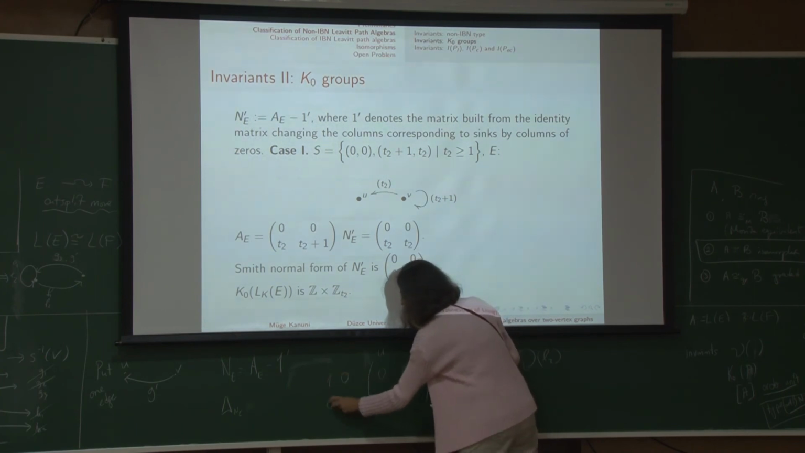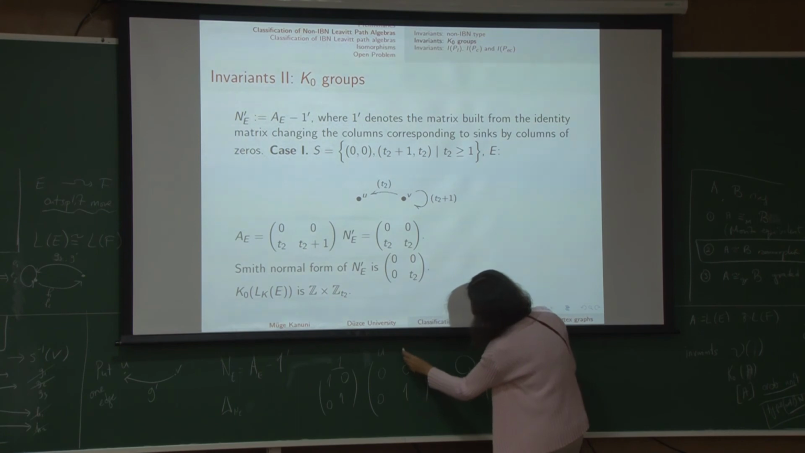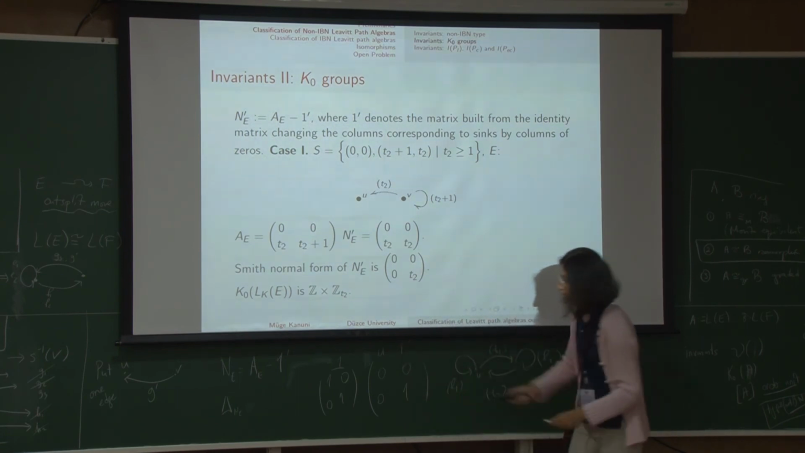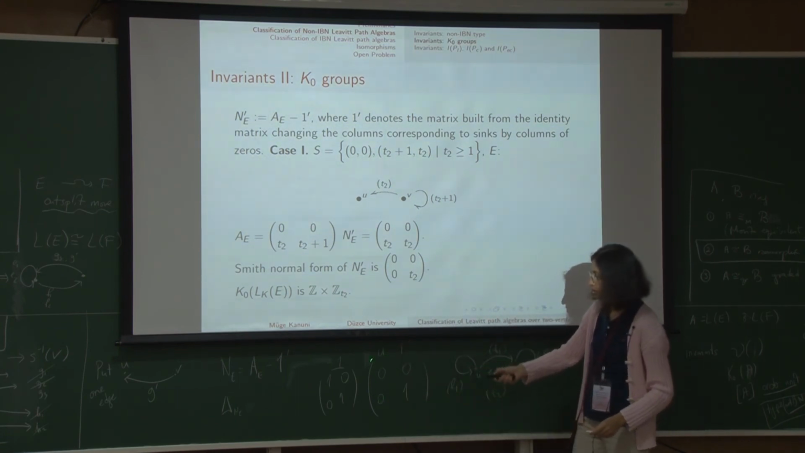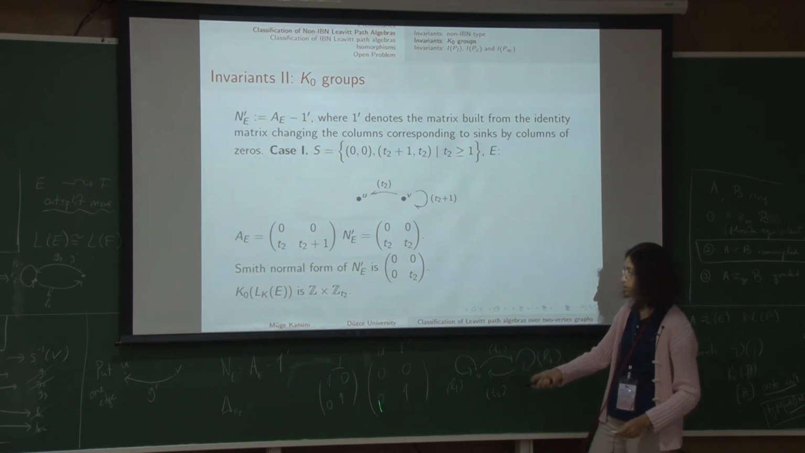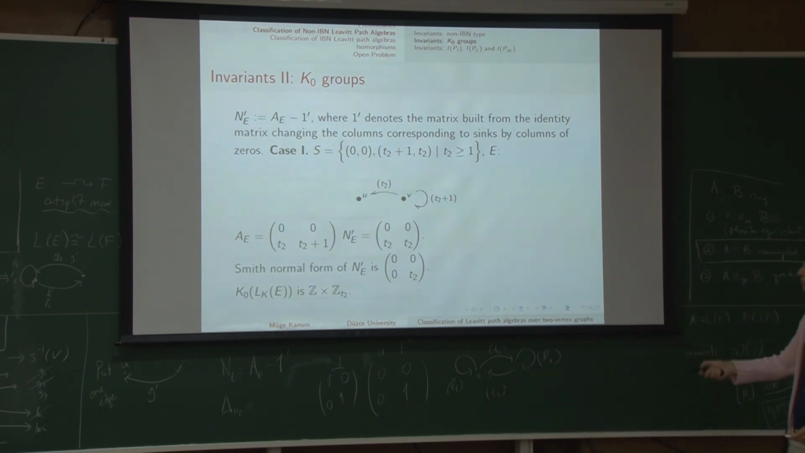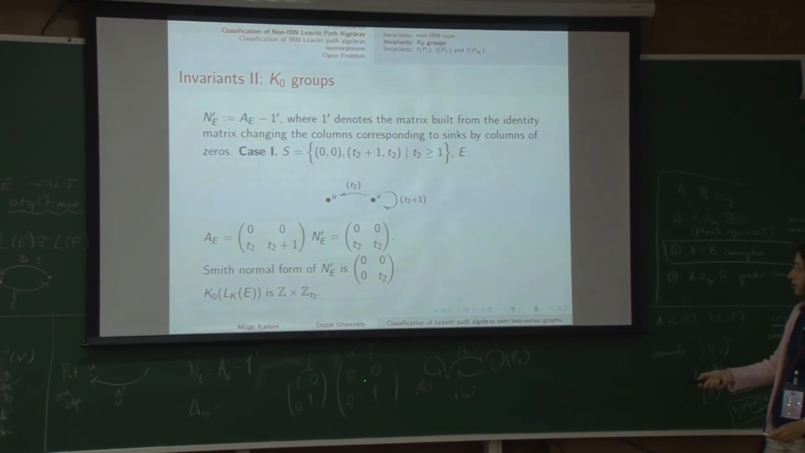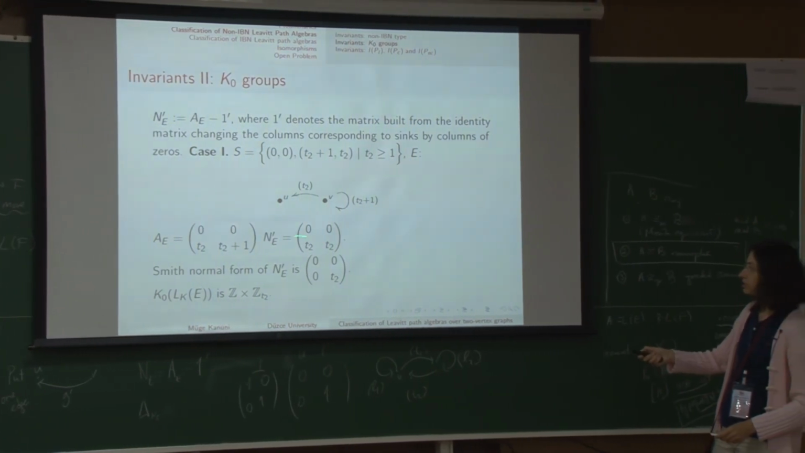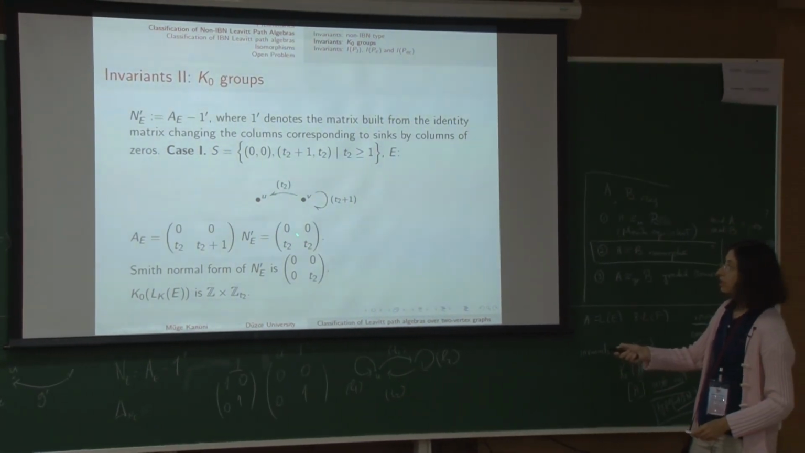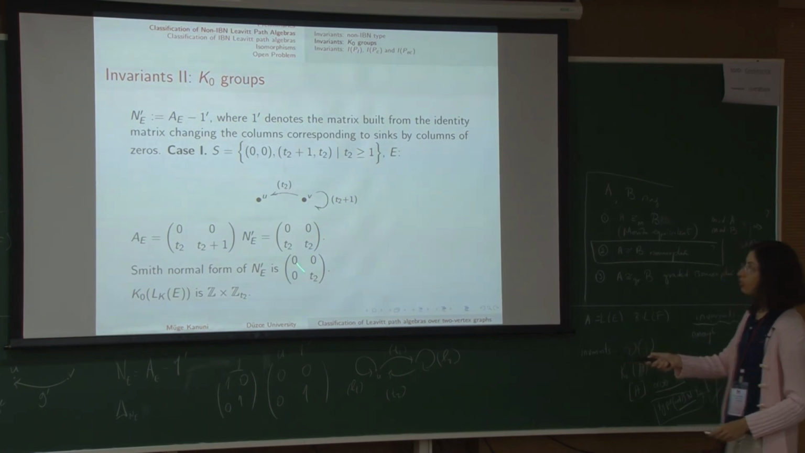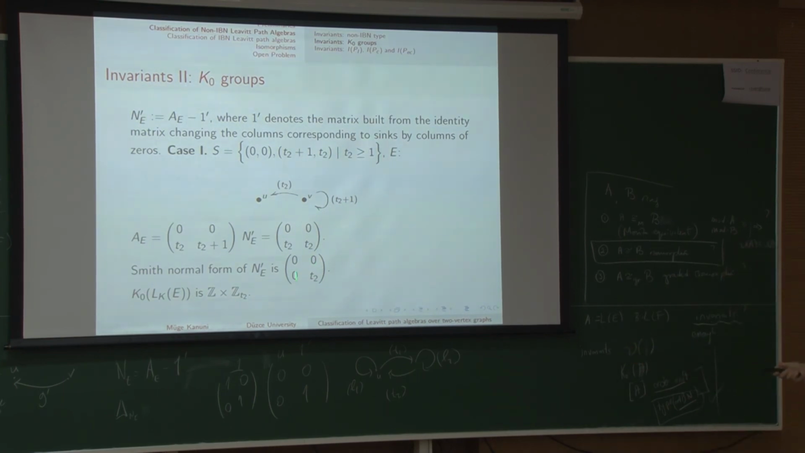This is your identity matrix. And this is 1 prime. The column of the sink is replaced by zeros. And if I subtract this from here, I get the n prime E. I change this to the Smith normal form, diagonalize, via integer entries.